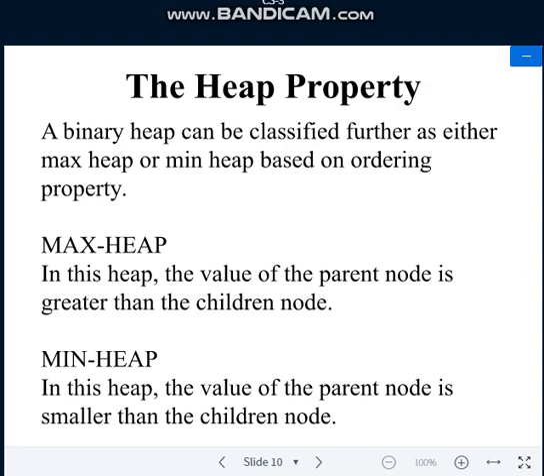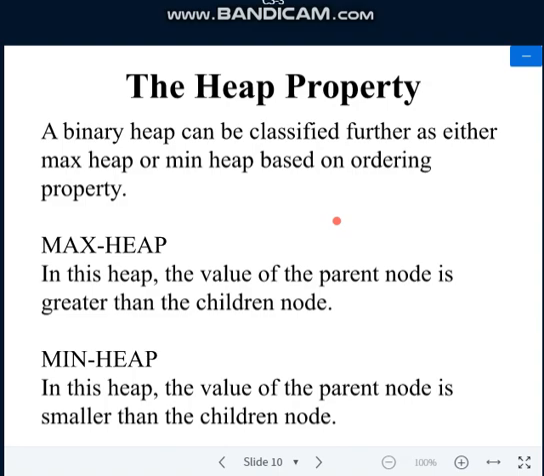Now let us talk about the property of heap. Here we are considering the binary heap, and it is classified as max heap and min heap. When do you call it a max heap? When the parent node is greater than both its children. When the parent node is greater than both the left child and the right child, then it is called a max heap, and this should be applicable to every subtree of that heap. Is that clear? It should be applicable to every subtree.